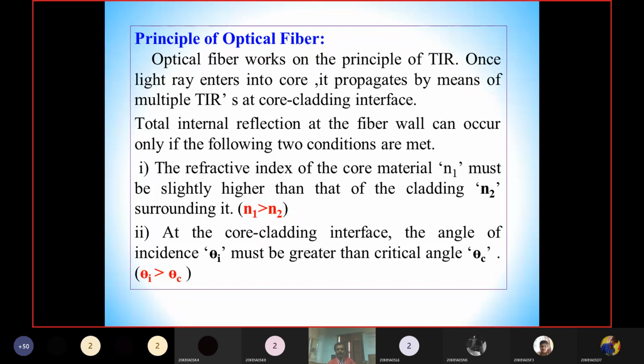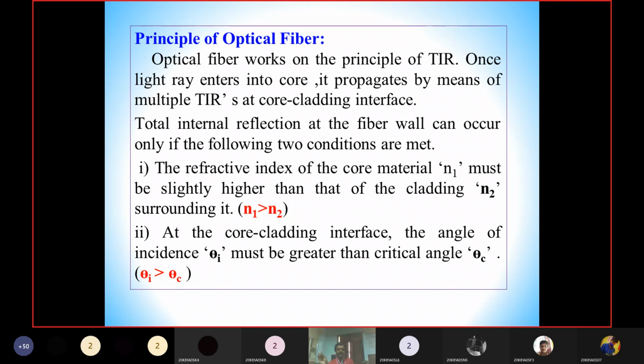Now coming to the principle of optical fiber. The optical fiber works on the principle of total internal reflection. Already we discussed that, but once again I will explain what total internal reflection is. Once a light ray enters the core, it propagates by means of multiple total internal reflections at the core-cladding interface. Because the core has the higher refractive index and the cladding the lower, total internal reflection takes place, and because of that the light propagates inside the optical fiber.